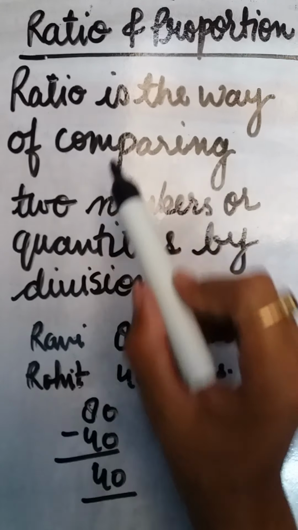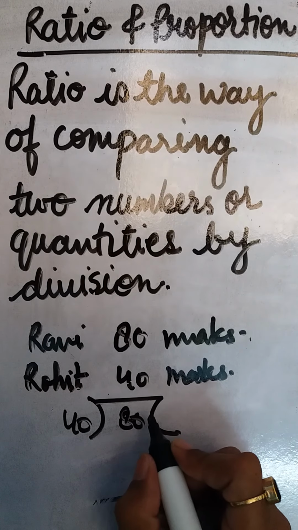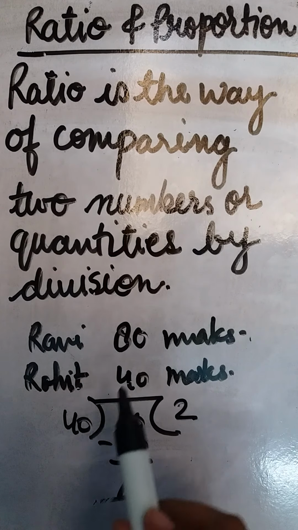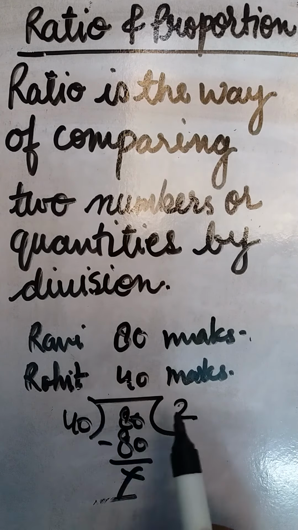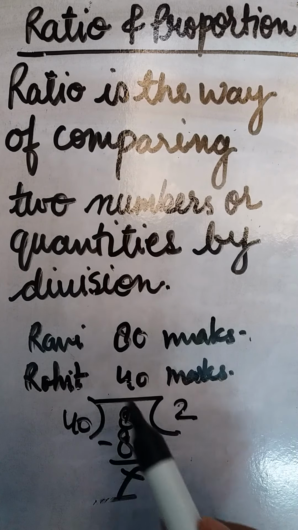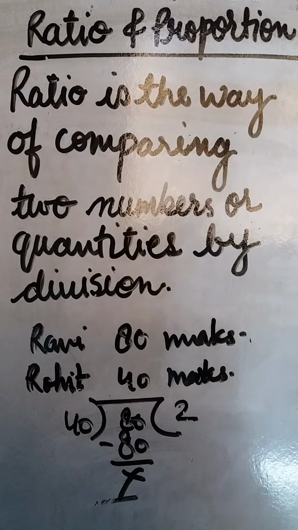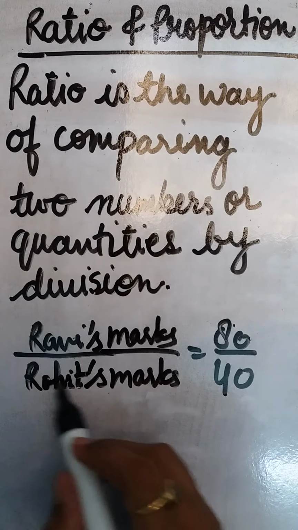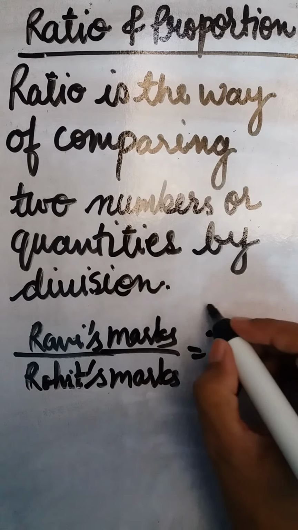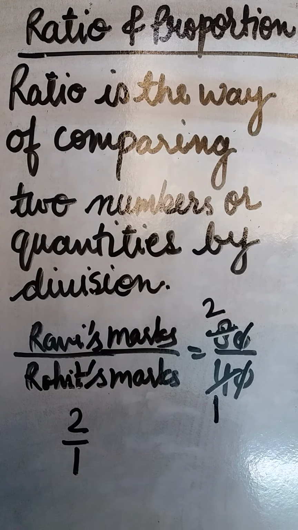But how we will compare it? By the help of division. Let us see. If we use the division, so we know 40 times 2 gives 80. It means we can say Ravi got twice the marks what Rohit got, or we can say Rohit got half the marks what Ravi got, or even we can represent it in this manner: Ravi's marks 80, Rohit's marks 40. We can reduce them into the simplest form and we write it as 2 by 1.